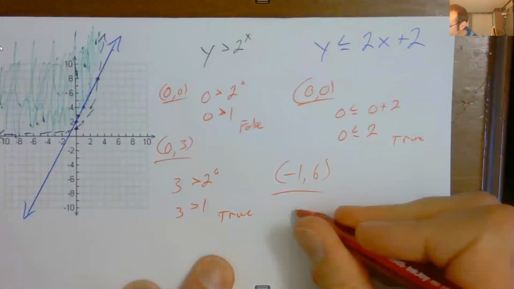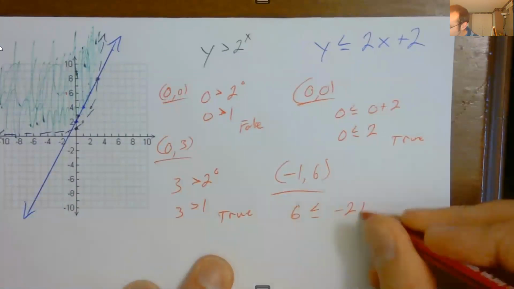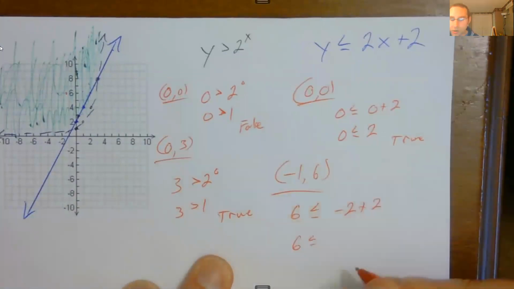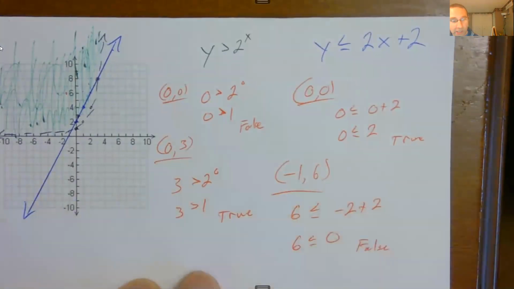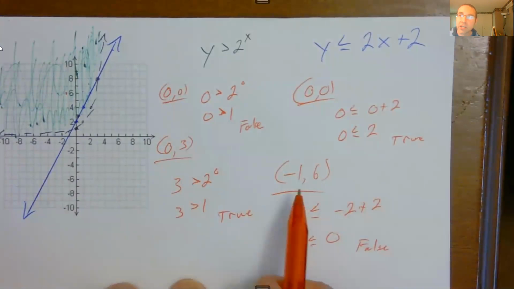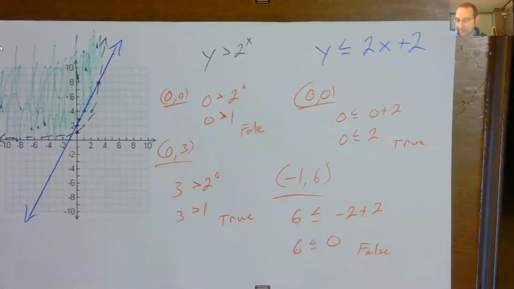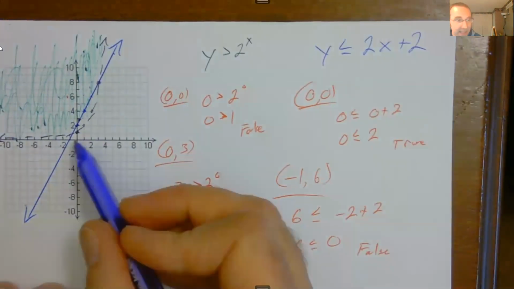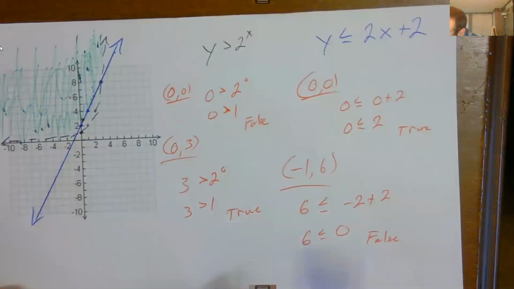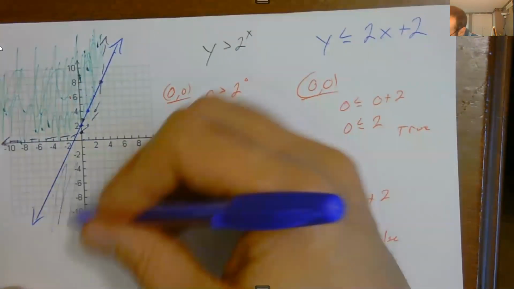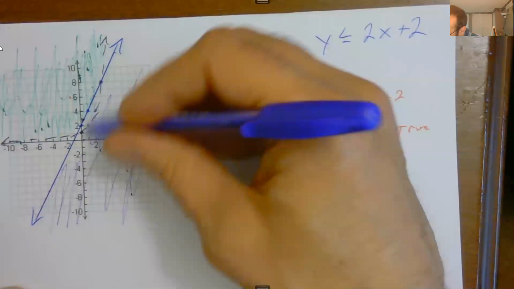If I try -1, 6. 6 is less than or equal to -2 plus 2. Is 6 less than or equal to 0? That's false. So we don't want to shade on the side that has -1, 6. We do want to shade on the side that has 0, 0. And so 0, 0 is on the right-hand side or below the line. And so we're going to shade all of this stuff right here.